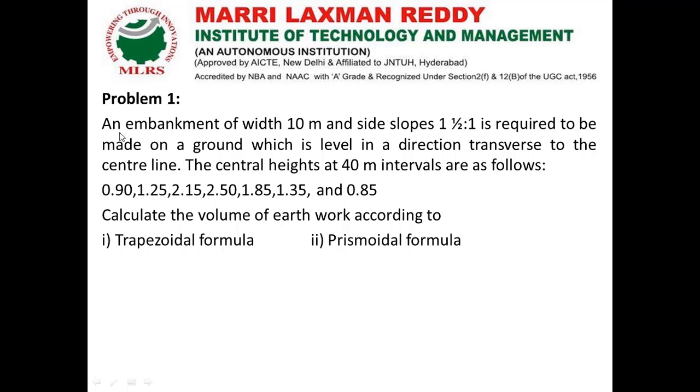Now we can move on to the problem. Here the problem is given as an embankment of width 10 meter and side slopes of 1.5 is to 1. So here n equals 1.5. It is required to be made on ground which is level in a direction transverse to the center line. The central heights at every 40-meter interval have been taken as follows.